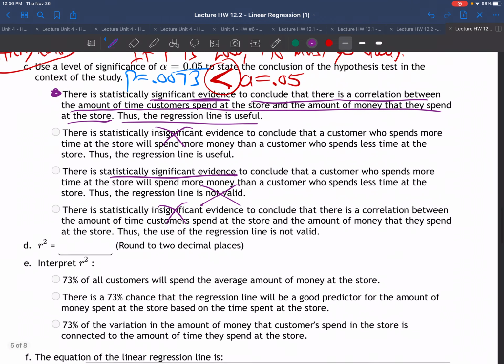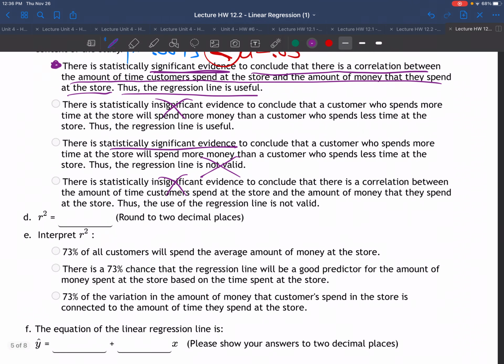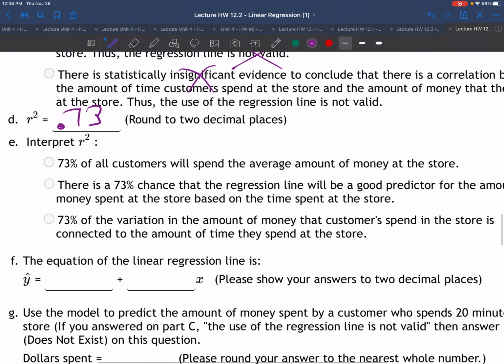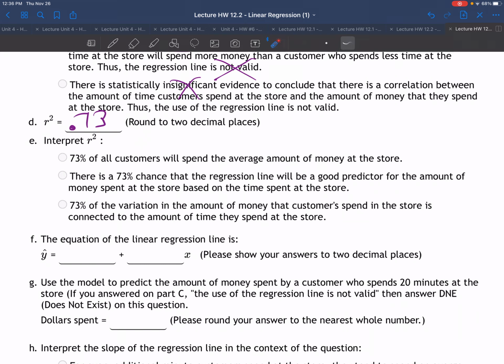All right, and what's our r squared? That's on your calculator as well. R squared, mine, to 2 decimal places, is 0.725, so 73. And what does r squared mean? Well, I haven't told you about r squared before now. Here's what r squared means. It's a 73%. So what is this 73?